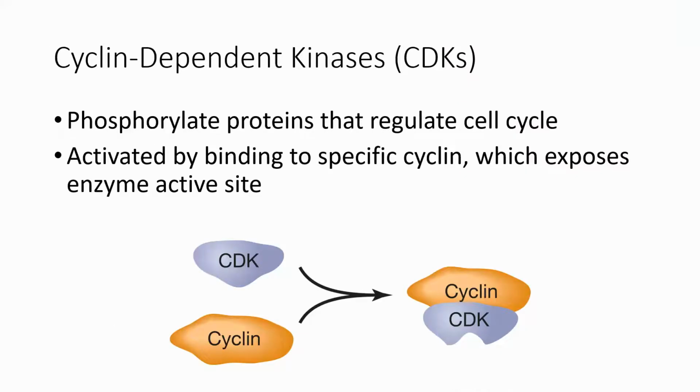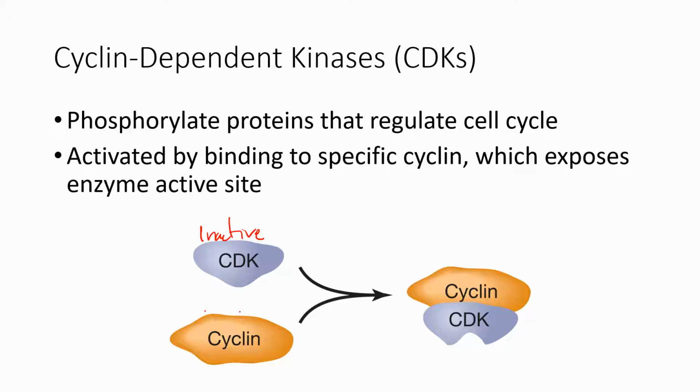These checkpoints are moderated by groups of proteins called cyclins and cyclin-dependent kinases, or CDKs. So CDKs are enzymes, and their job is to add a phosphate group onto other proteins. When they do that, they will turn on that protein or turn off that protein. So CDKs are inactive until they bind to a cyclin. So right here, this is an inactive CDK. It's not going to do anything, it's just sitting there.